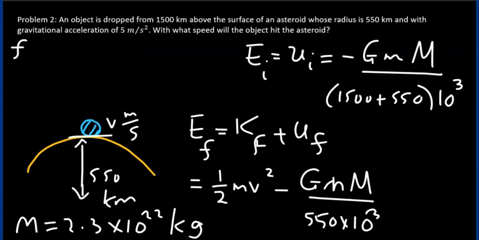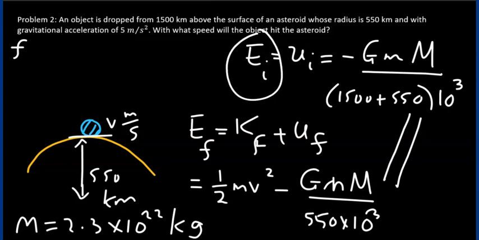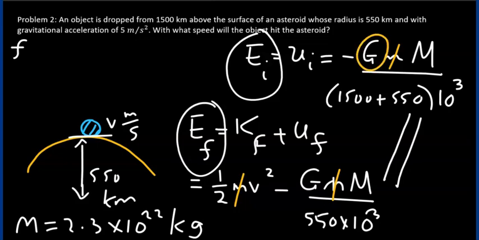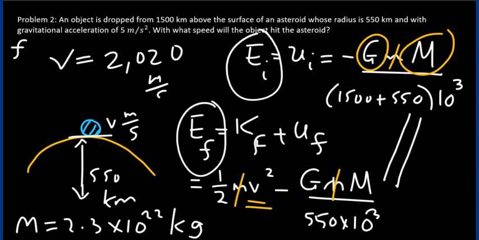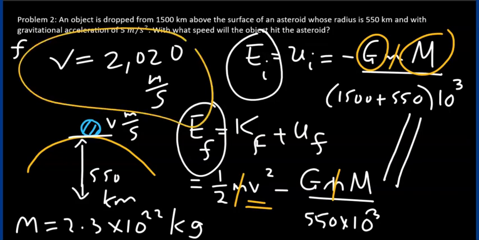So from conservation of energy, we can equate these two terms, namely the initial energy and the final energy, and you see that the mass of the object will get cancelled, so we don't need to know it. We know what g is, we have computed the mass of the asteroid, and we can compute the speed with which the object will hit the asteroid. And when you do that, you get the following for that speed: 2020 meters per second. And that solves the problem.